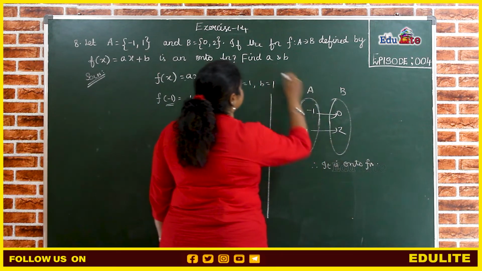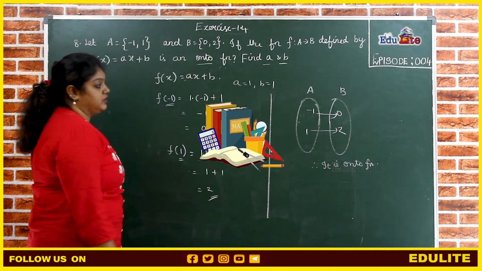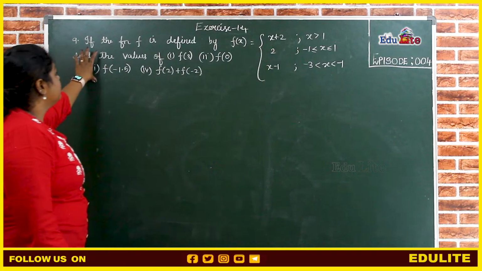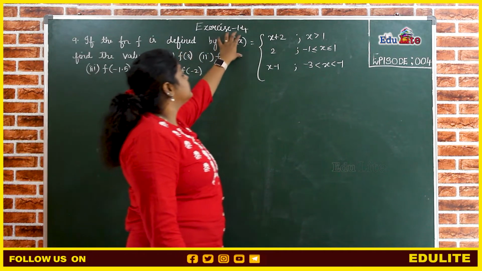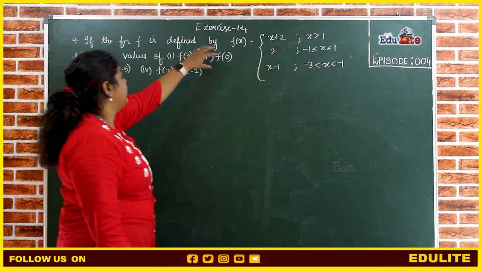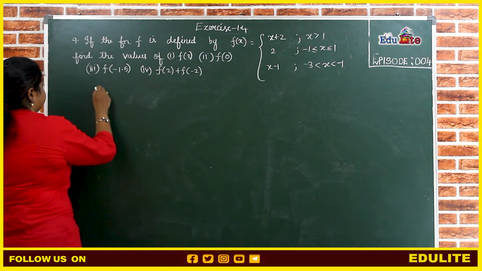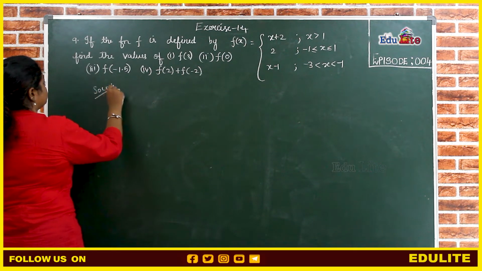So, for this problem, we found the values of a and b and we also showed it is an onto function. Now, in the ninth problem, function f is defined as f of x equals, and it is categorized into 3 types, and we need to find the values of all these. Let me draw this f of x in a graph. So, let us see how to do it.